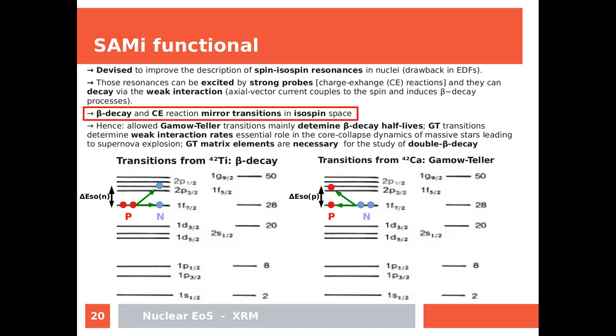So not only learning about the spin-isospin will help us learn about all this I've just mentioned, but also spin-isospin resonances, since they are related to the fact that you have neutrons and protons, and about the difference between these neutrons and protons, this will also have an impact on the equation of state and on the symmetry energy, because it's also characterizing the system on the basis of this difference between neutrons and protons.